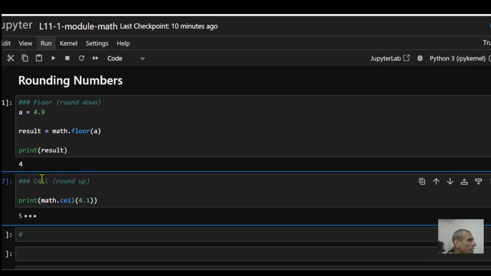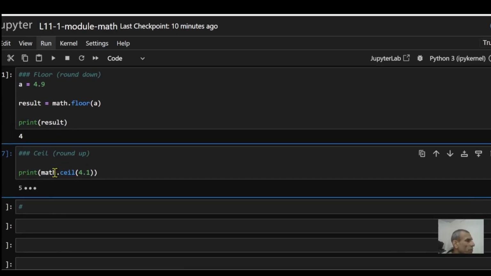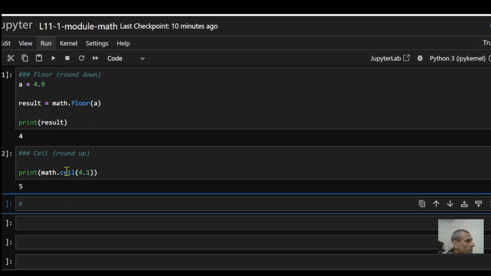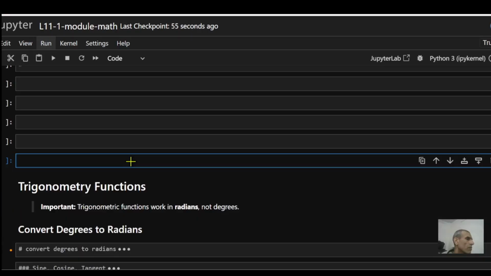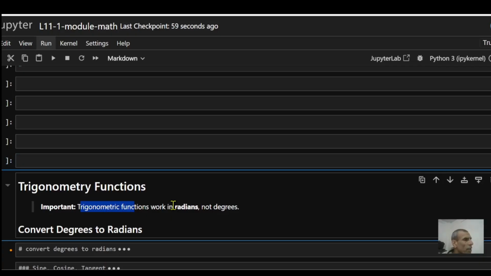What about ceiling? Well, this is the opposite of that. This will round up. So in this case, if you run this program, if you say math.ceil(4.1), it's going to print out 5, because when you round up 4.1, it becomes 5. Now, in this math module, your trigonometric functions work in radians, not degrees.